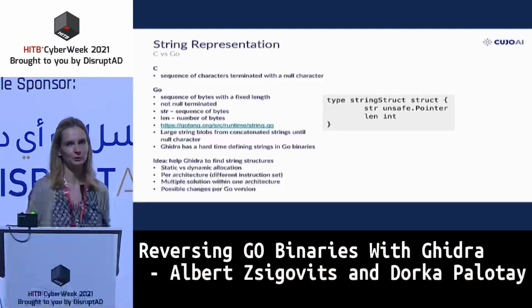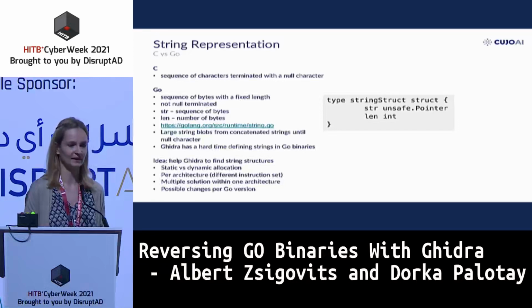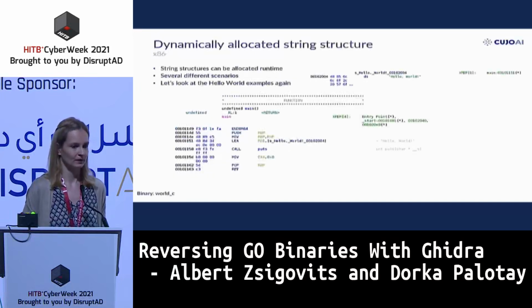And there are many different ways these string structures can be built up. They can be statically or dynamically allocated. This is very different per architecture, and even within one architecture there are multiple solutions, and it can change per Go version. So it's a mess how you can recover the strings. I will go through a few examples now.